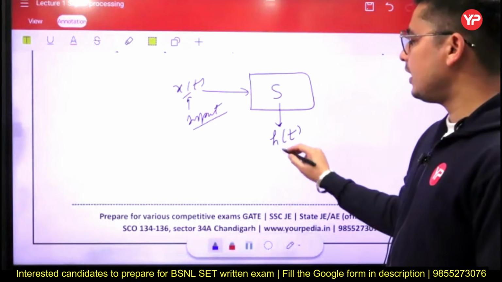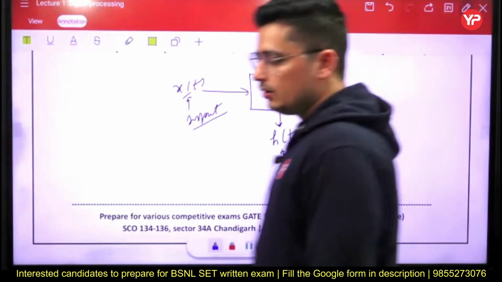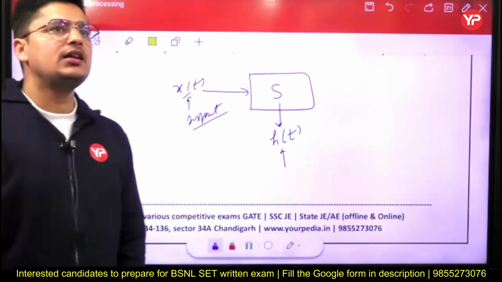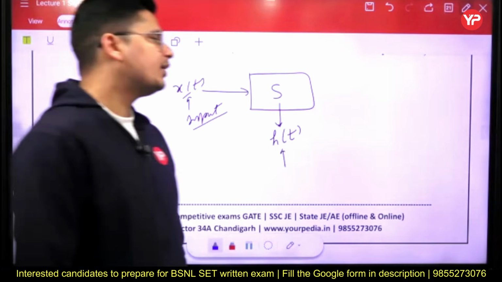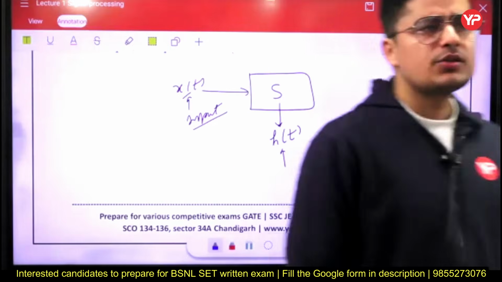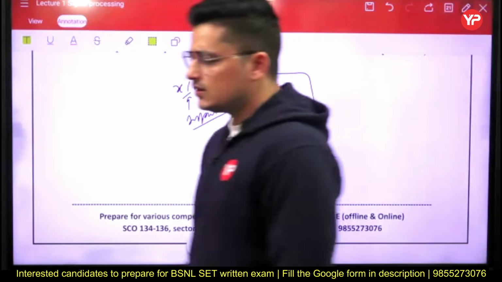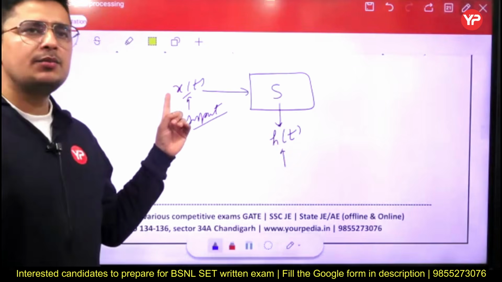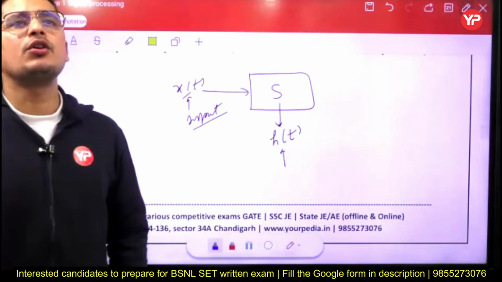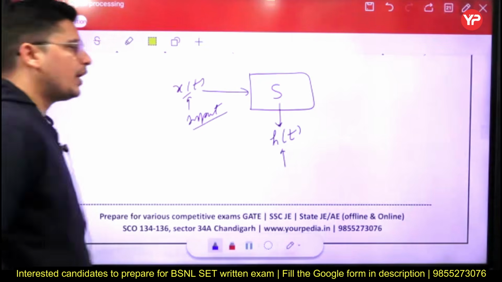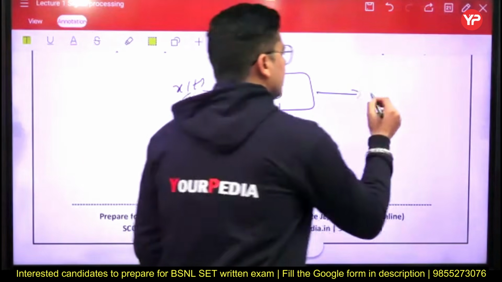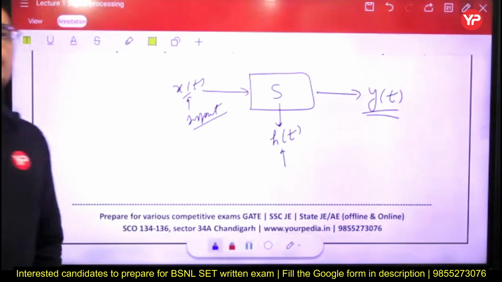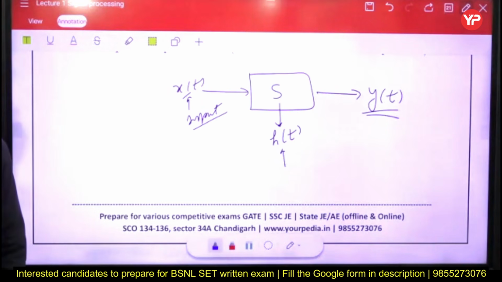Remember, sometimes he asks what h(t) is. Remember the name of h(t) that I taught you yesterday: it is the impulse response. So this is a system whose impulse response is h(t) and its input is x(t), and we want to calculate its output y(t). This is our main concern: which response or output it will produce for input x(t).